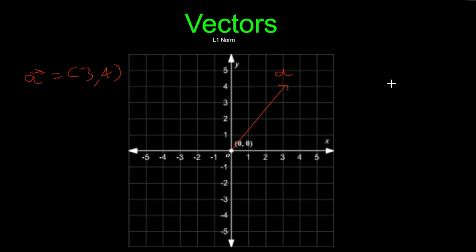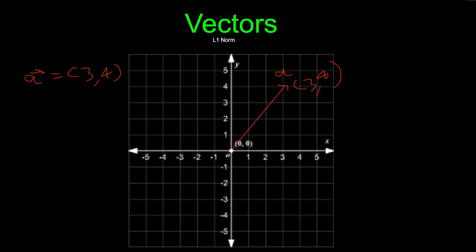So let's see how to find the L1 norm of this vector, which is 3, 4. In the previous L2 norm, we found the Euclidean distance by the Pythagoras theorem. But now we're going to calculate the Manhattan distance. So Manhattan distance is also called L1 norm. So here the point is 3, 4 and the vector is 3, 4.